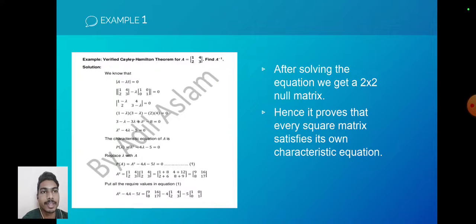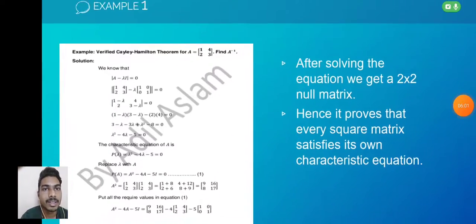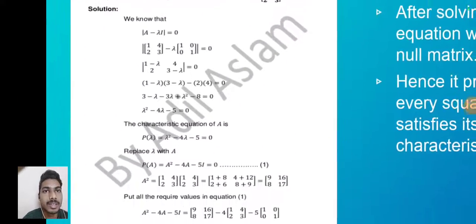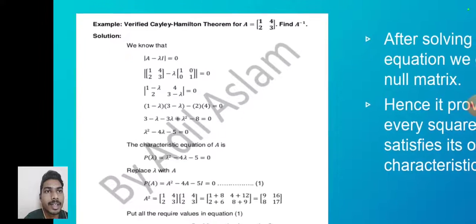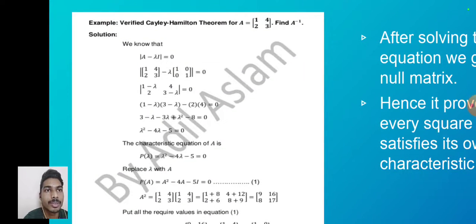So here's an example for the Cayley-Hamilton theorem. Before going to this, let's recall the statement of the theorem: every square matrix satisfies its own characteristic equation. So here's an example. Verify the Cayley-Hamilton theorem for the matrix A = [[1, 4], [2, 3]]. Find A inverse for that.